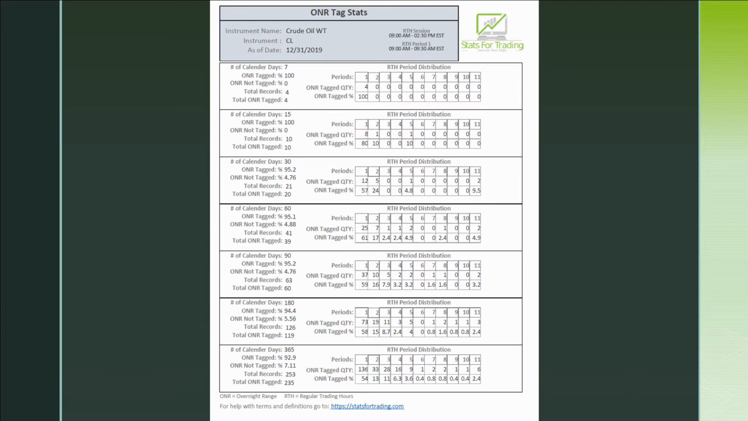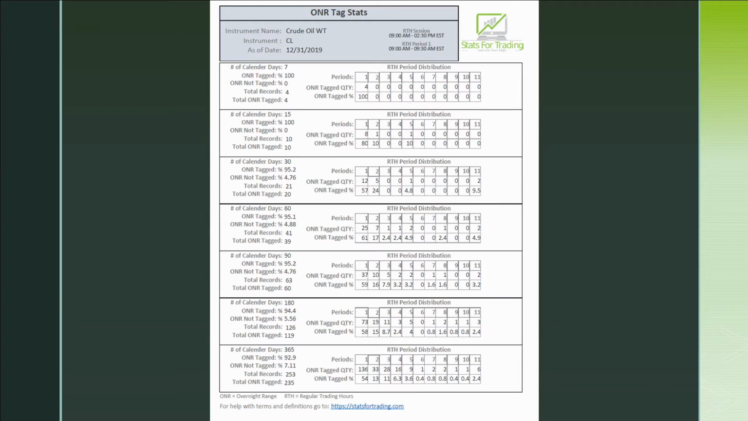So we break this down from 7 days, 15, 30, 60, 90, 180, and 365, a full year. So if you look at the full year, we see that 92.9% of the time in 2019, the overnight range was tagged. This is a common occurrence in crude oil. So we say that only 7.1% of the time in the past year it did not get tagged.